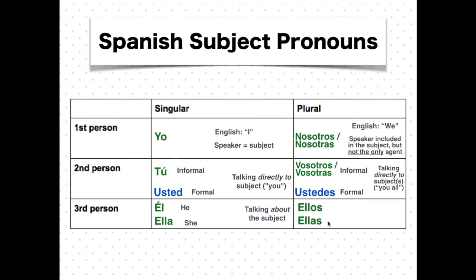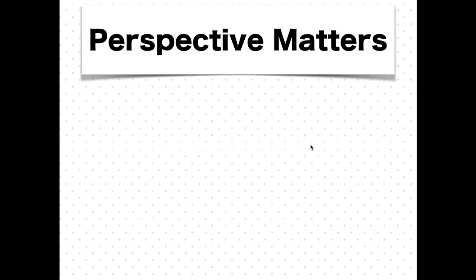Now, the final two subject pronouns are third person plural. We have ellos and ellas. And this is when you are talking about the subject, kind of like they in English. And once again, that ellos, ellas distinction comes down to mixed gender or all males for ellos, and ellas would be a group of all females.